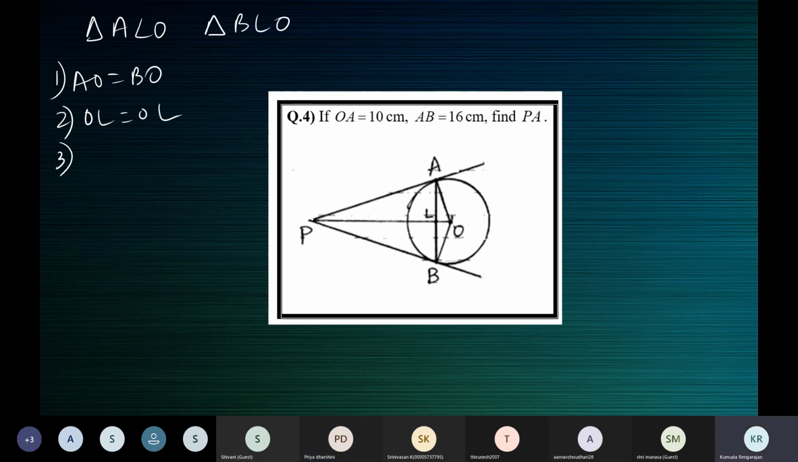Ma'am, can I say? Yes, Priyadarshini. Angle OAL equals angle OBL, ma'am. But will that be useful? Yes, you're right. Okay, who can give the reason for that? Priyadarshini says angle OAL is equal to angle OBL. She's right. What's the reason, class? And will that information be helpful to complete that these two triangles are congruent to each other? Why is angle OAL equal to angle OBL?